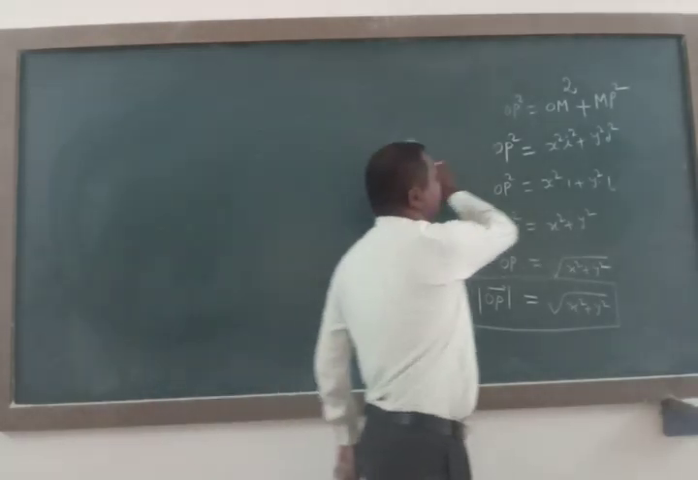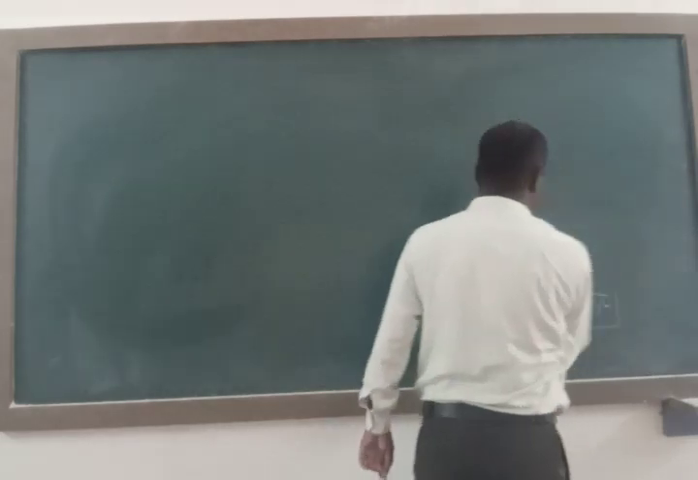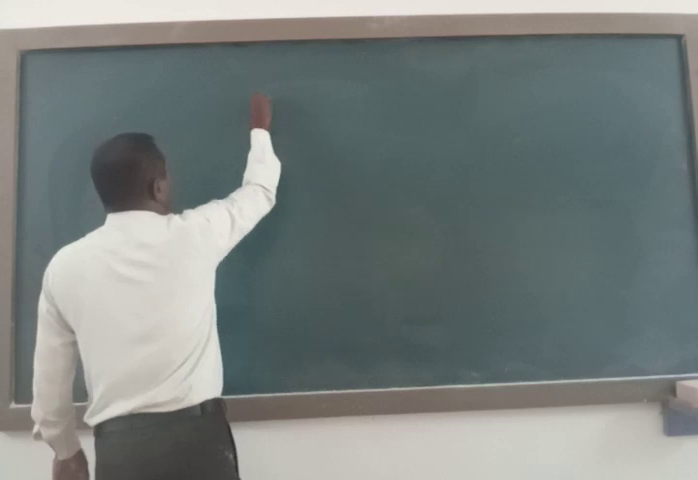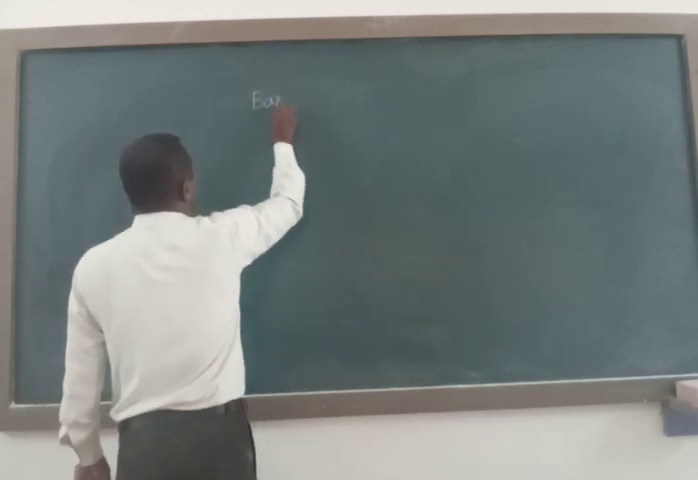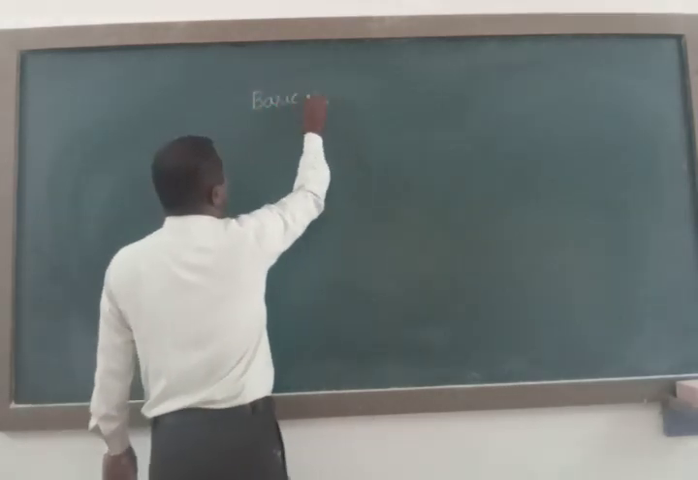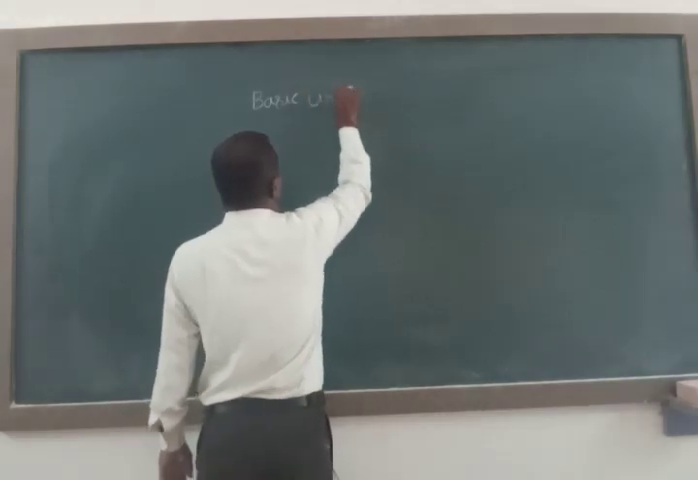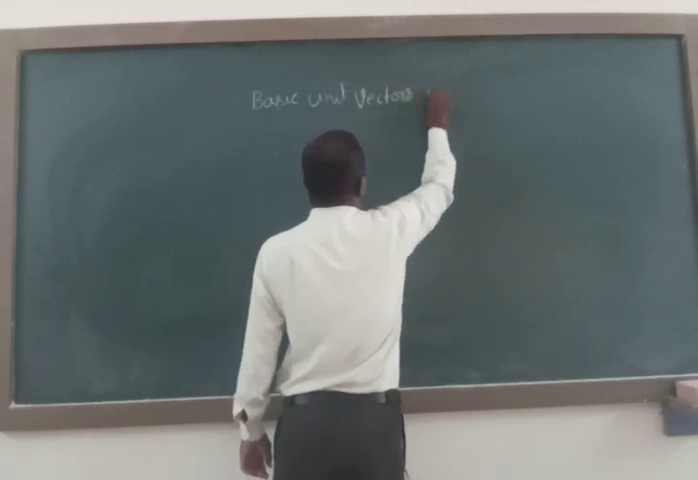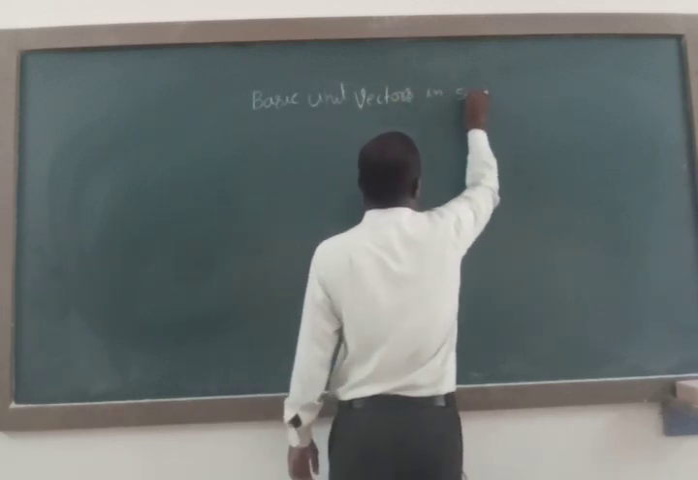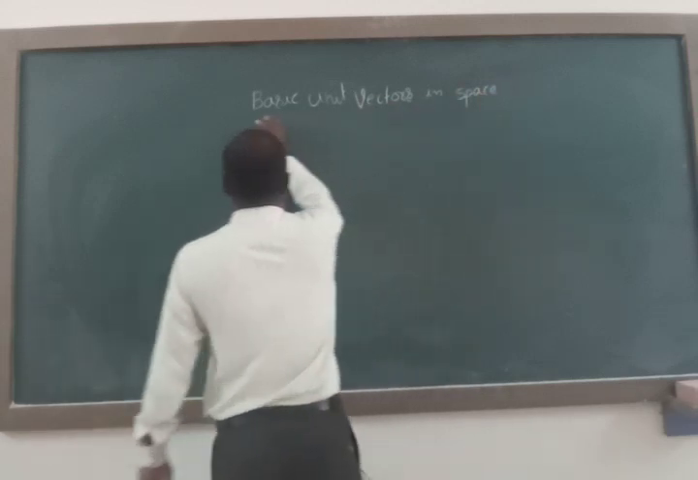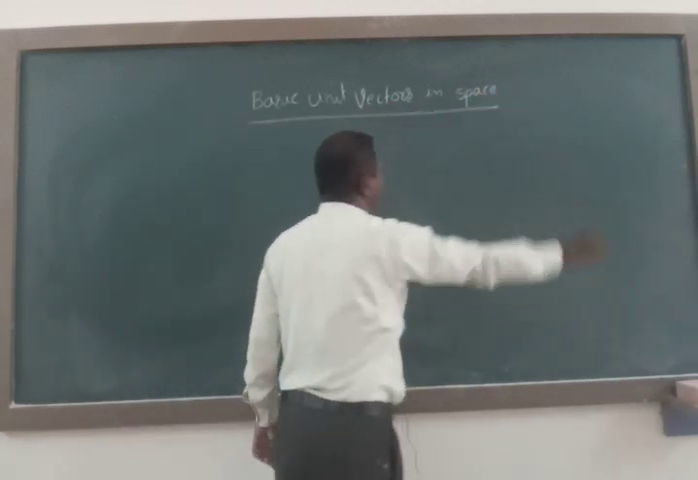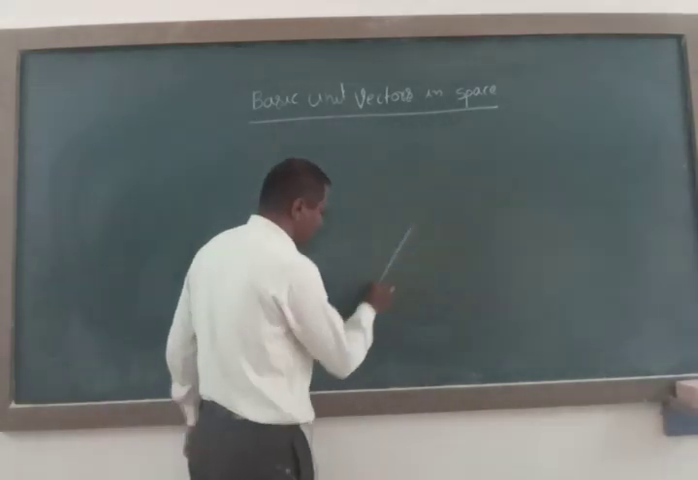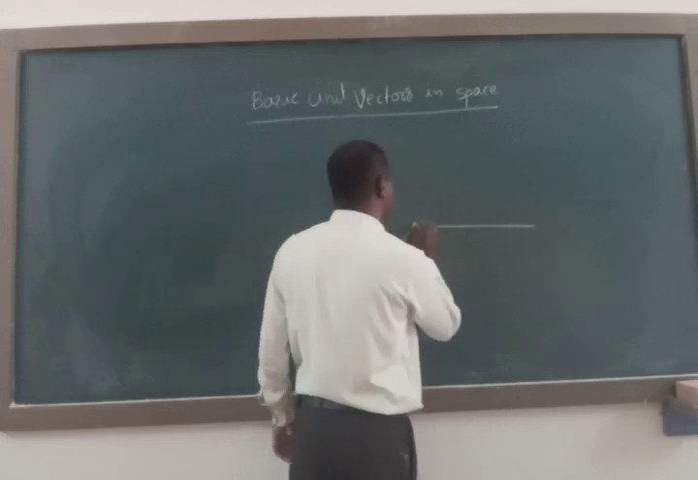How will we take this in space? Basic unit vectors in space are the basic space vectors. In space, generally we'll say there are three axes: the x-axis, the y-axis, and the z-axis.